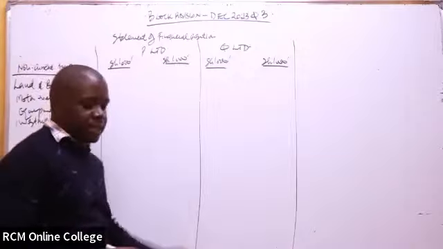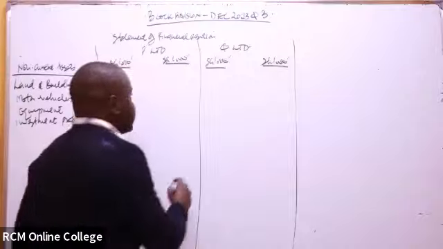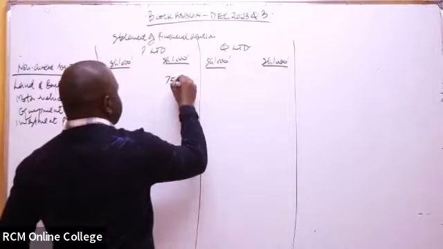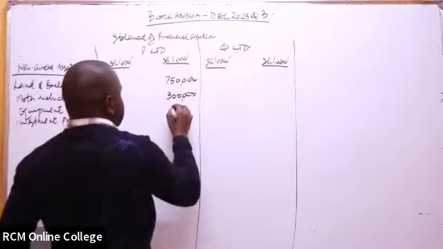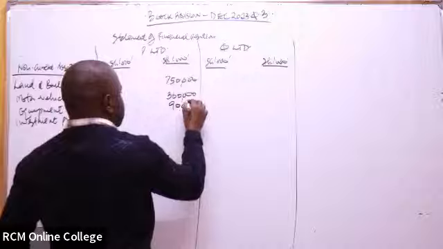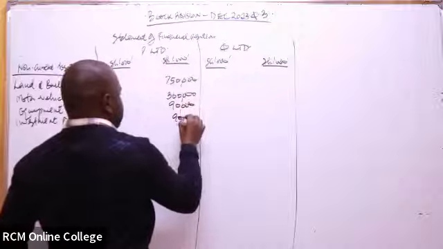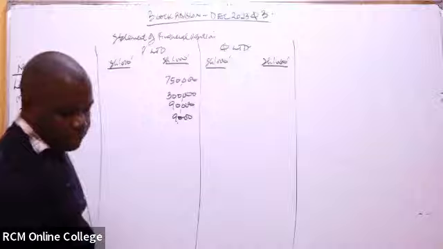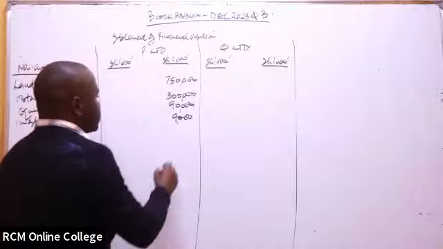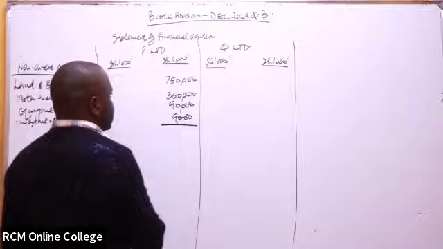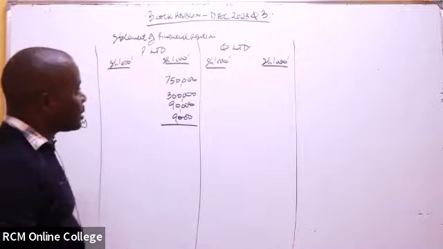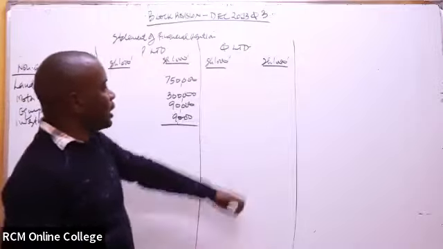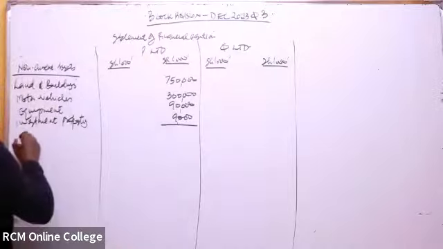So we'll place the figures here. It is 750,000, 300,000, 90,000, and 9,000. So you can get the total there. There were no non-current assets which went to Q Limited, so there's nothing here. But now we can go to the current assets.